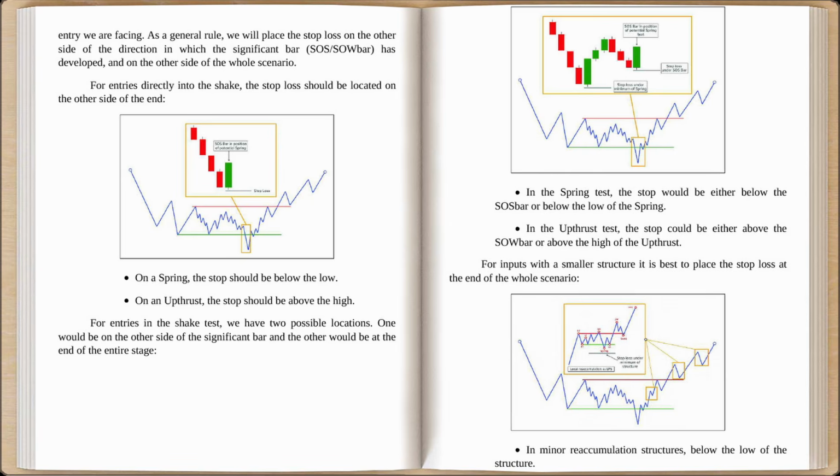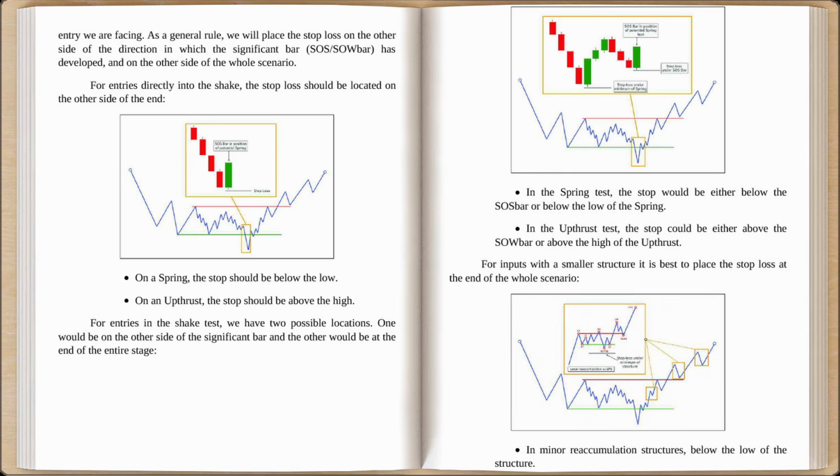For entries in the shake test, we have two possible locations. One would be on the other side of the significant bar and the other would be at the end of the entire stage. In the spring test, the stop would be either below the SOS bar or below the low of the spring. In the upthrust test, the stop could be either above the SOW bar or above the high of the upthrust.